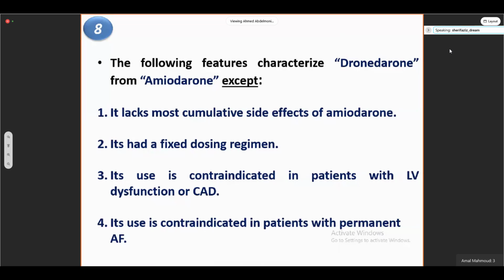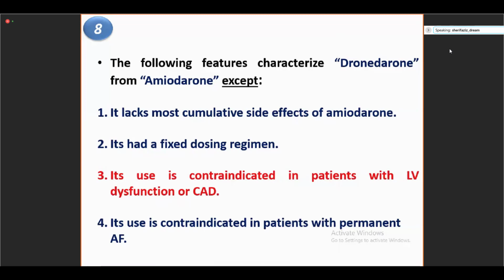Yes, answers started to appear. Yes, that's right. So can we show the answer here, Dr. Ahmed, please? That's right. The exception is the contraindication in LV dysfunction and coronary disease. It is not an absolute contraindication.